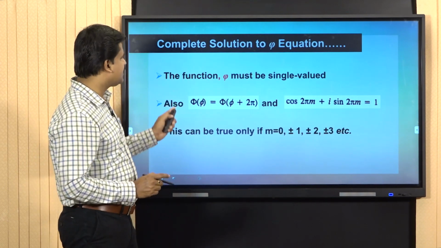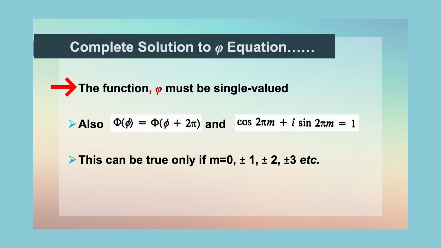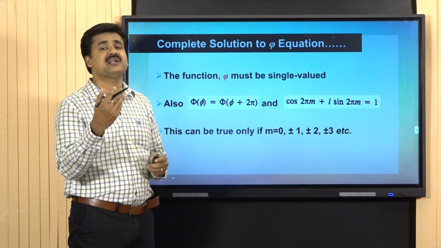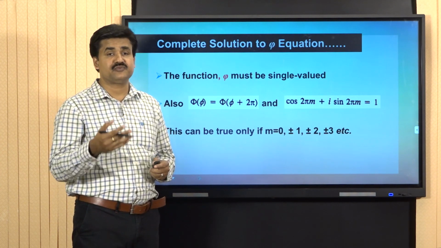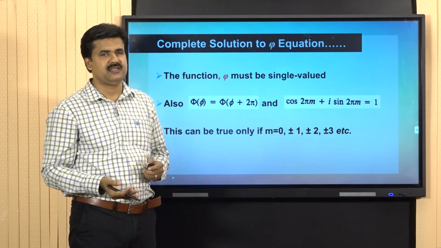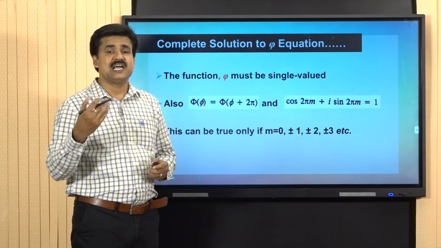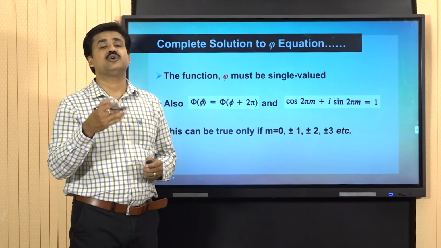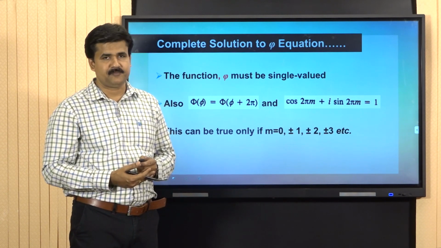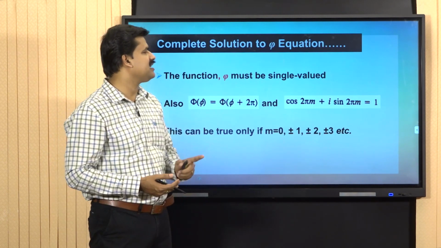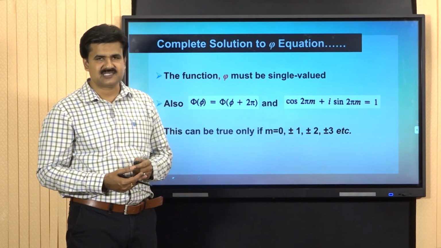Now, the function Φ must be single valued. Also, Φ(φ) is equal to Φ(φ + 2π). This is the cyclic boundary condition. Because the maximum range of φ is up to 2π, that is, the value of φ ranges from 0 to 2π, that means Φ at φ is equal to Φ at φ + 2π. Also, cos 2πm + i sin 2πm is equal to 1.